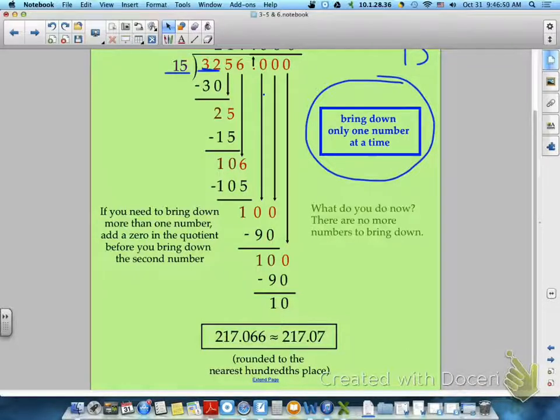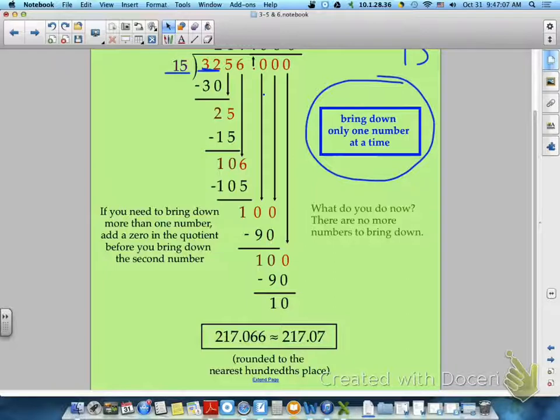Now, one last thing to do before we move on. Let's check this answer and compare it with our estimate. What was the estimated answer? 200. What do we have here? 217. Close enough? Pretty close.